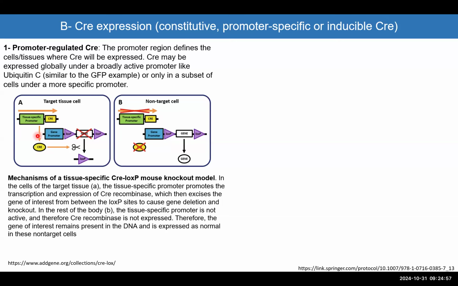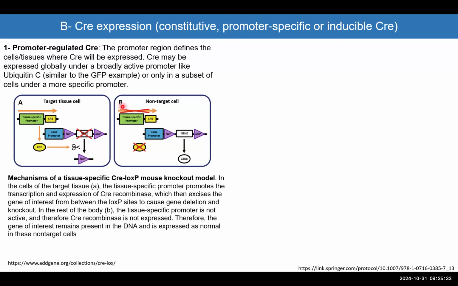Okay? And what will happen is whenever we generate that CRE in this cell type, let's say the example here is beta cells of the pancreas. If this is beta cells of the pancreas and this is the insulin promoter, then the CRE will be generated only in the insulin-generating cells or beta cells. And if you have another gene that is flanked by LOXP sites, you can delete that gene only in beta cells of the pancreas.